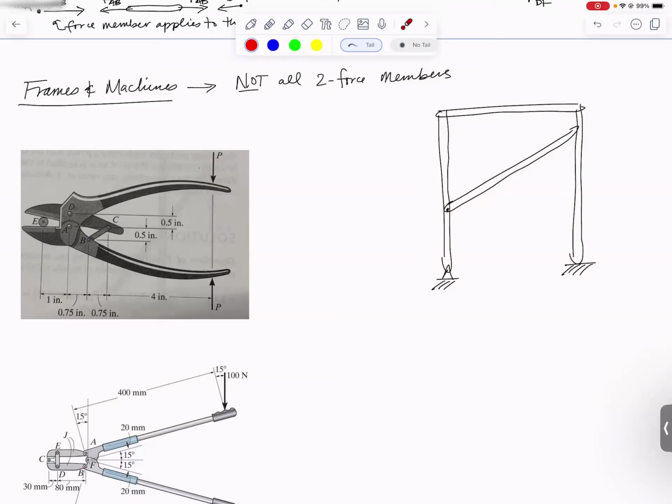The idea behind frames and machines, though, regardless, is if it is a frame so that it's actually fixed to the ground somewhere, you do want to start with a whole free body diagram. If it's a machine, you oftentimes can skip that and just go straight to plucking things apart.